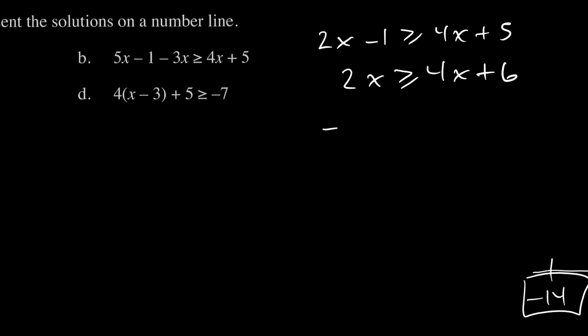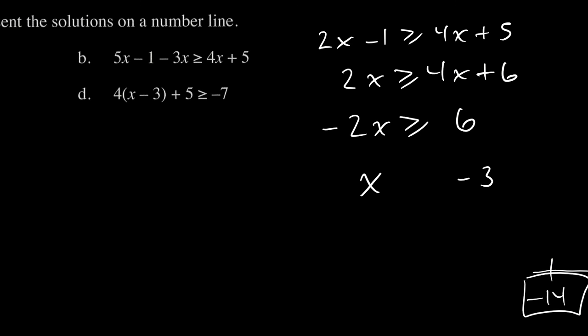When I do this, it becomes negative 2x is greater than or equal to 6. And then finally, what I'm going to do is divide. Did you hear that? I'm dividing both sides not just by a positive number, but by a negative number. So when I divide both sides of this by negative 2, this side becomes x. The other side becomes negative 3.